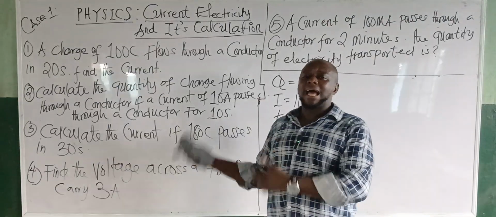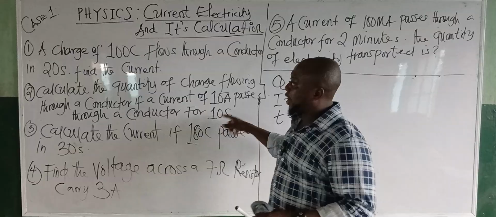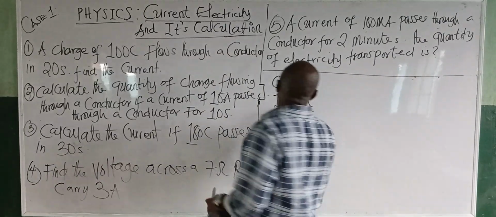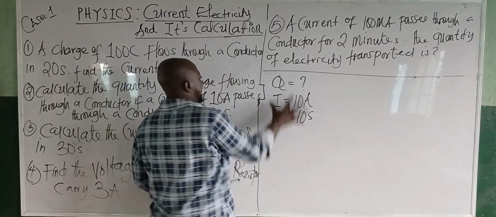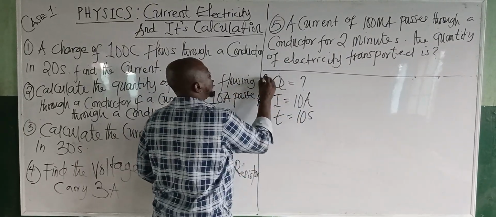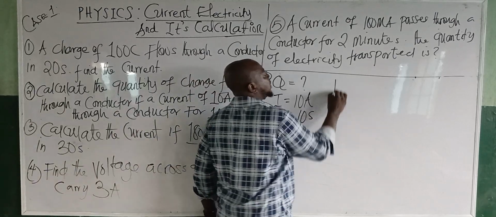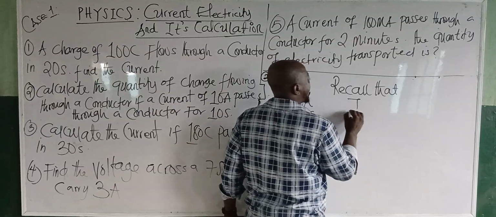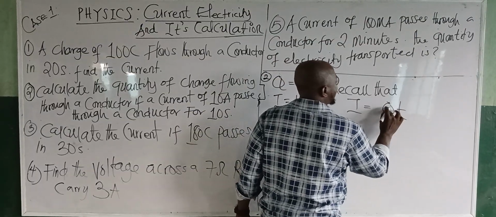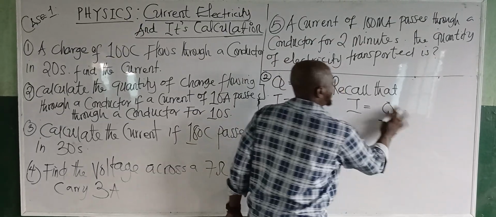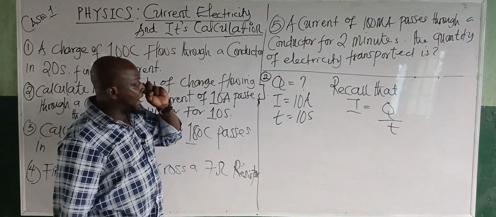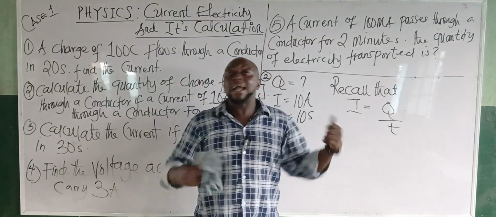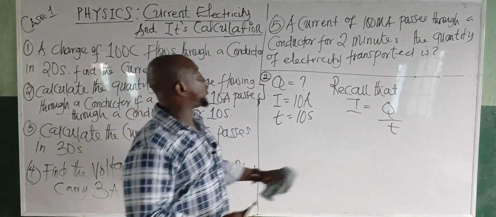Like I told you, these are wire questions, and that is what we are doing. So how do we solve this one, number two? We just say recall that I is given as Q over T. From here, observe that we have Q here, we have I here, we have T here. That means this is the formula we can use. We cannot use any other formula. So what do we do now?